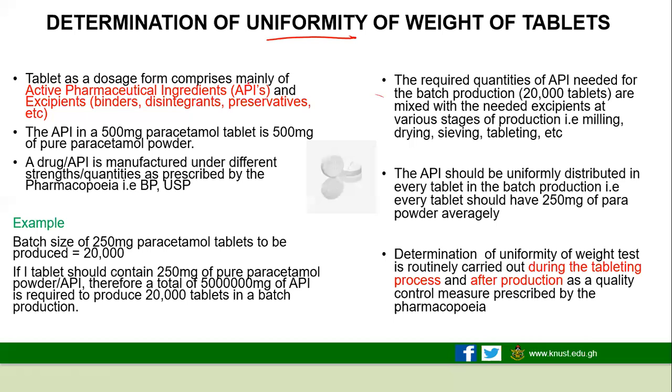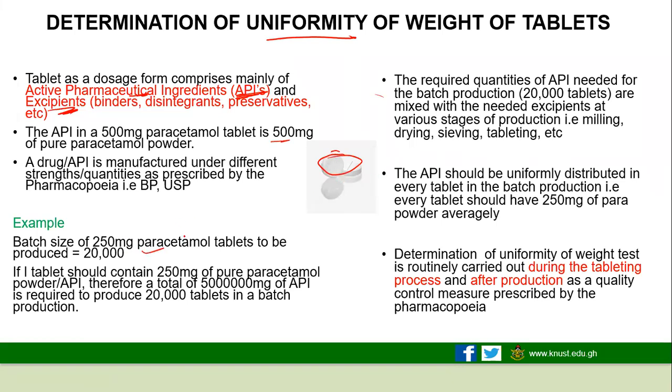Always tablets would have an API. The API is what we call the active pharmaceutical ingredient. And so if you take a tablet of paracetamol, 500 milligram, the API or the active ingredient is the paracetamol itself. But then trust me, the weight of this tablet is beyond 500 milligram. The idea here is that it is not only the active ingredient that makes the tablet, but it's a combination of the active ingredient and what? The excipient.